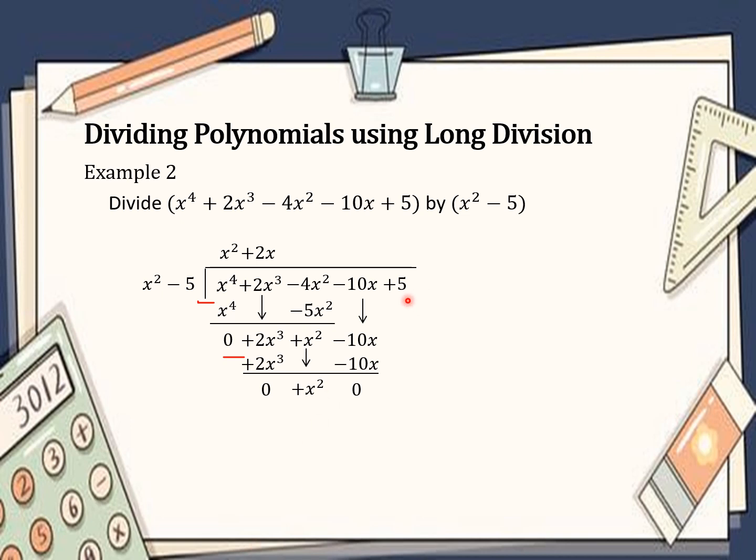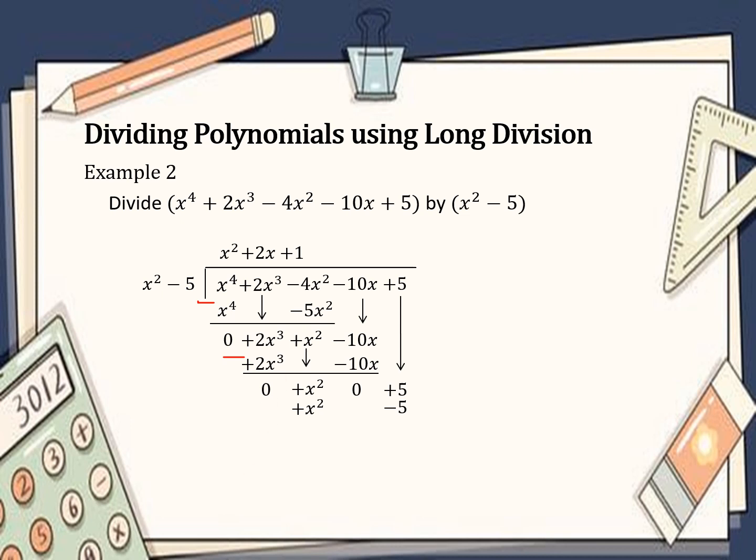So what's next is to bring down positive 5. So that's the last term of the dividend. Okay? After you bring down, proceed to division again. So x squared divided by x squared, that gives us positive 1. Then 1 times x squared is x squared. And then 1 times negative 5 is of course negative 5. So you have to write down below the constant also.